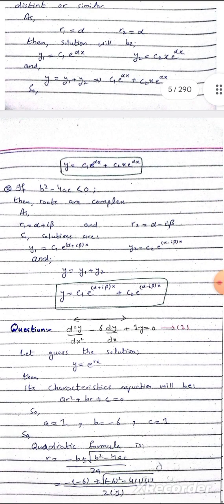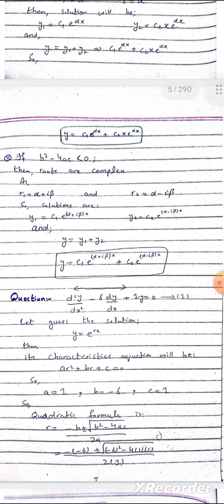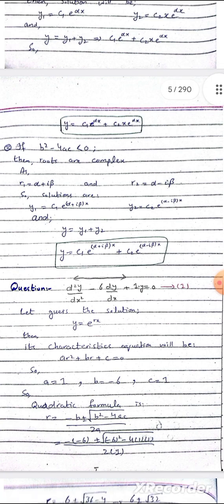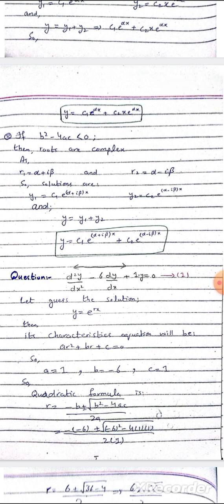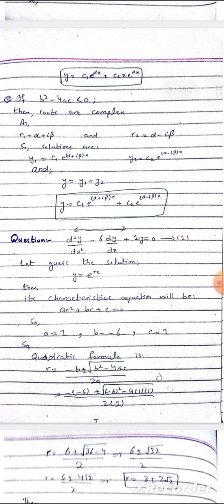And now moving to the third type, if b² minus 4ac is less than 0, then the roots are complex, as r1 is alpha plus i beta and r2 is alpha minus i beta. So the solutions are y1 is equal to c1 e^((alpha plus i beta) x), and y2 is equal to c2 e^((alpha minus i beta) x).